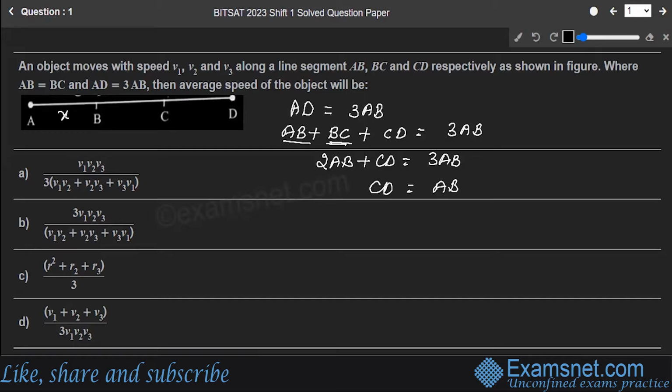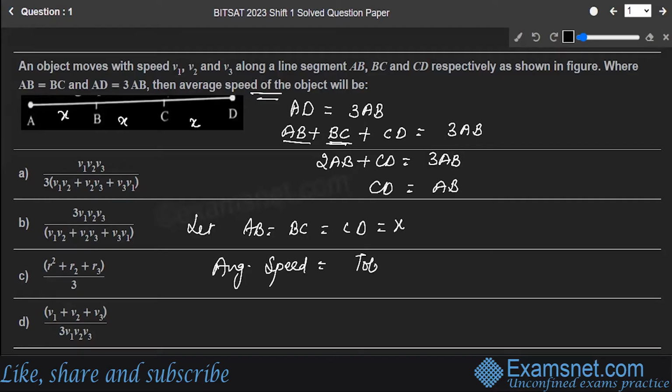That means all of them are equal. Let's say AB is equal to BC is equal to CD is equal to x, right? Now, what you have to find out is the average speed of the object. It is given by the total distance divided by the total time. What is the total distance? 3x.